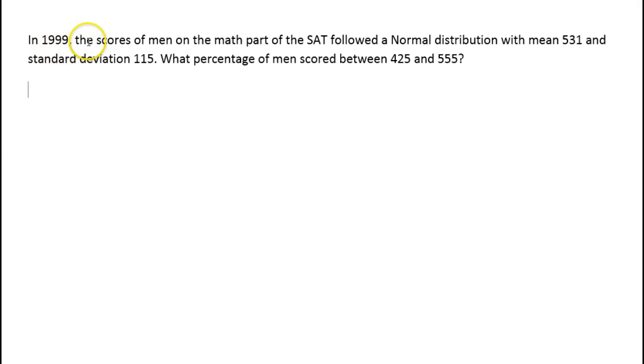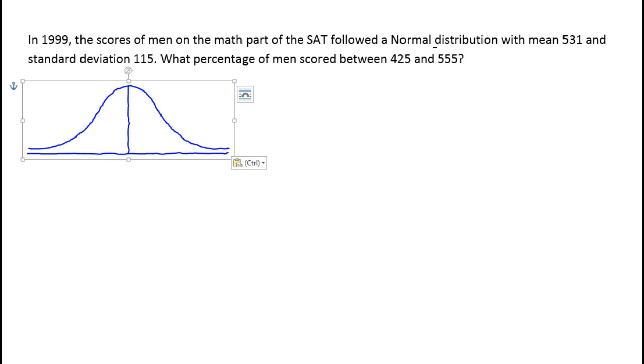In 1999, the scores of men on the math part of the SAT followed a normal distribution with a mean of 531 and a standard deviation of 115. What percentage of men scored between 425 and 555? Now, when they say a normal distribution, they mean a bell curve like this.